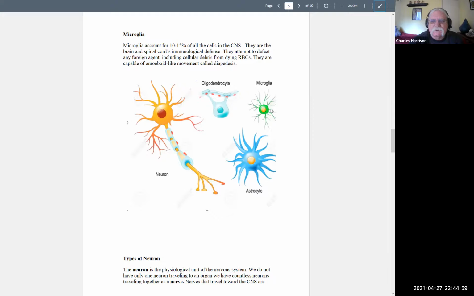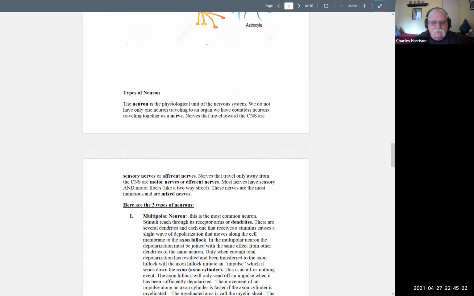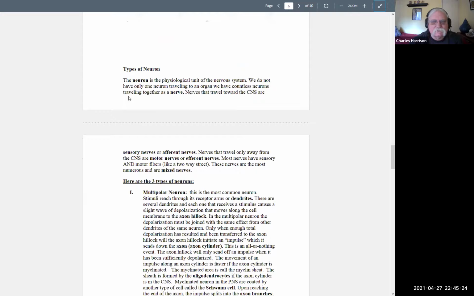The microglia is here, astrocyte here. This is the oligodendrocyte. And here was the example of the neuron, which happens to be multipolar. Multipolar neurons are the most common type. We're going to do that one first.